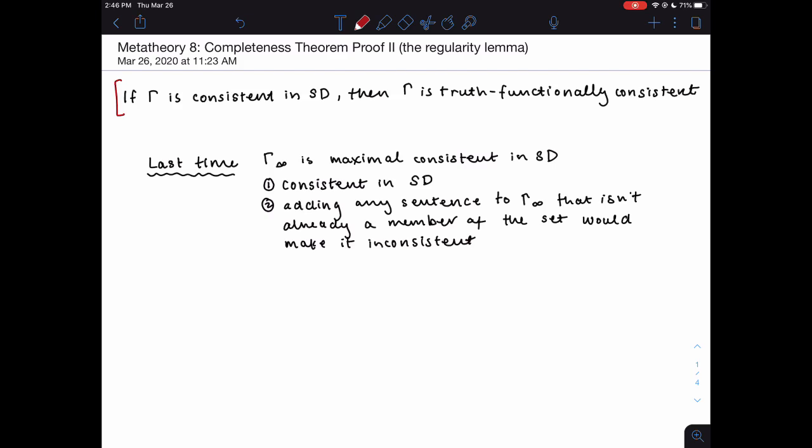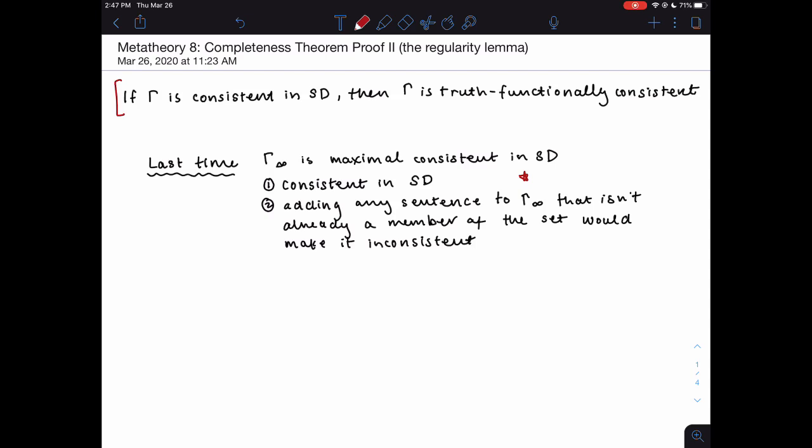Okay, so we show that gamma infinity is maximal consistent in SD. And remember that maximal consistency has two components. First, a maximal consistent set is consistent in SD. And a maximal consistent set is such that if you take any sentence that isn't already in the set and you add it to the set, then the set would end up being inconsistent. So there's nothing else we can add to the set that would still keep the set consistent. Anything else would make it inconsistent.